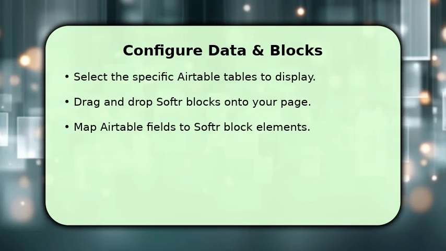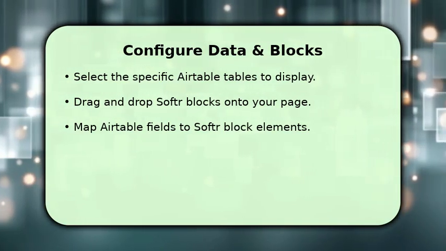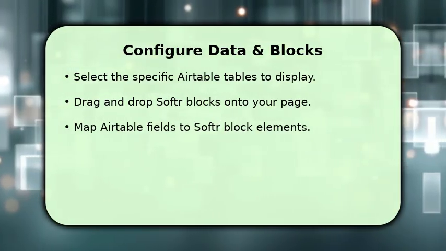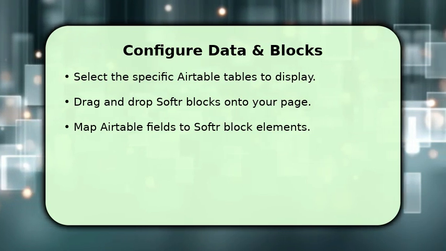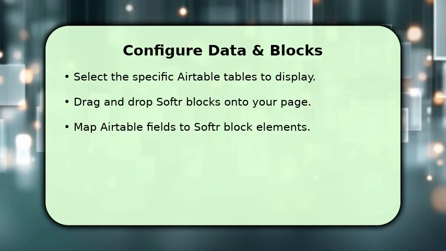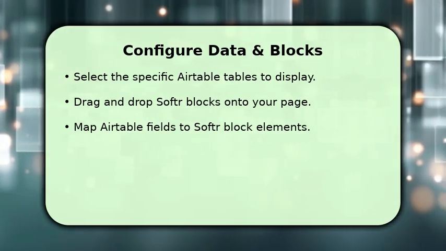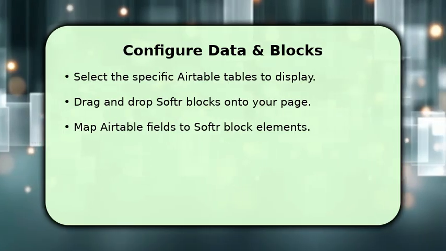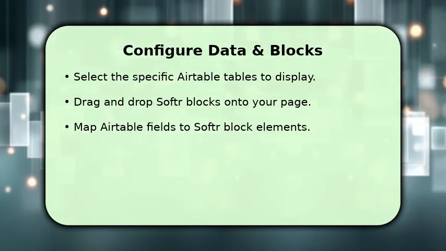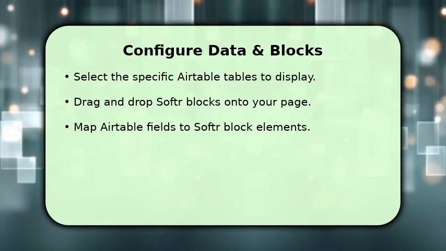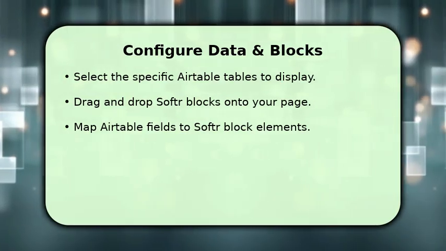With the connection active, it's time to configure your data and blocks. Choose which specific tables from your Airtable base you want to display in your Softr application. Next, drag and drop various Softr blocks, like lists or forms, onto your page. You'll then map the relevant Airtable fields to the elements within these Softr blocks. Finally, customize the appearance and functionality of each block to match your application's design and user experience.